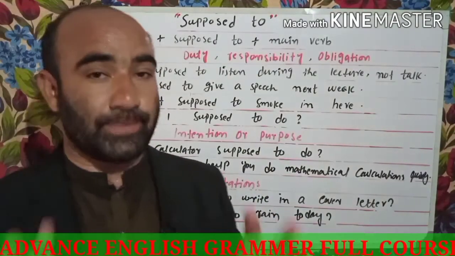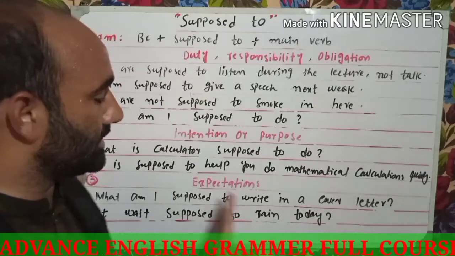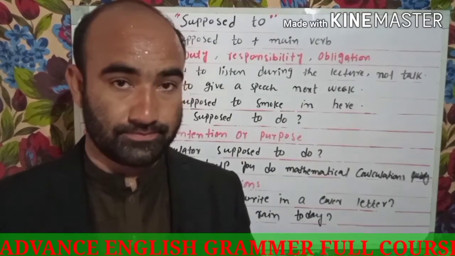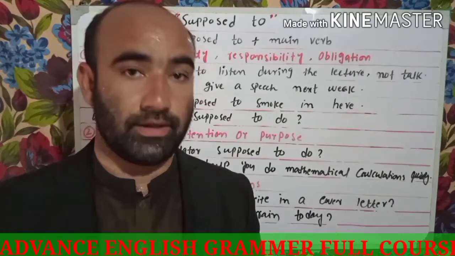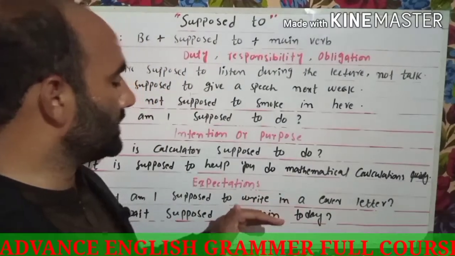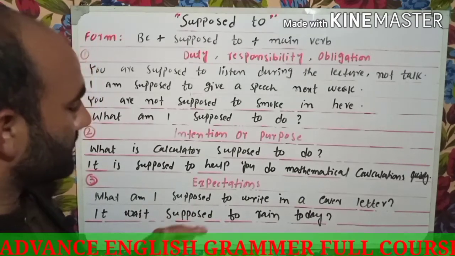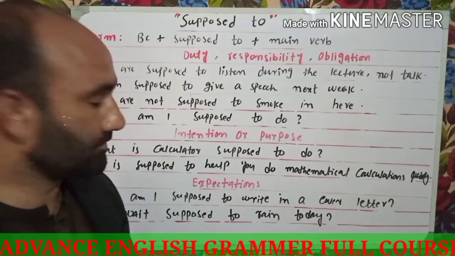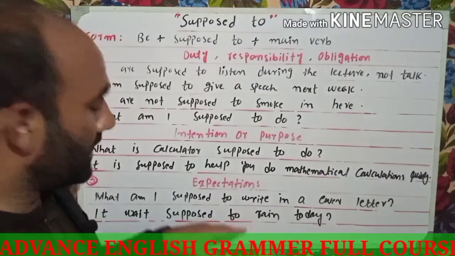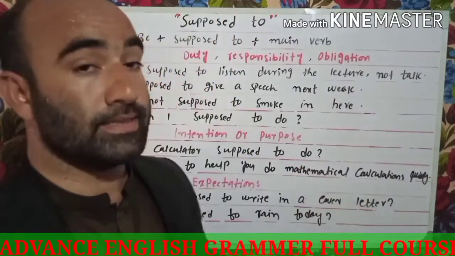Now here, when something is expected, for the expectations we also use supposed to. For example, what am I supposed to write in a cover letter? What is the demand? What is required to write over there in a cover letter? For the expectation, we use supposed to. Another example, it wasn't supposed to rain today. So here, expectation. And again, we used another example for the expectation. So we use the modal verb supposed to in these three different ways.